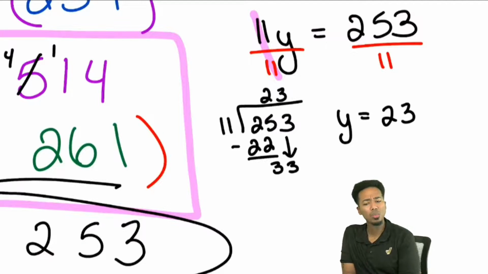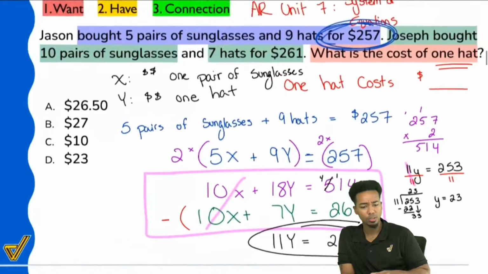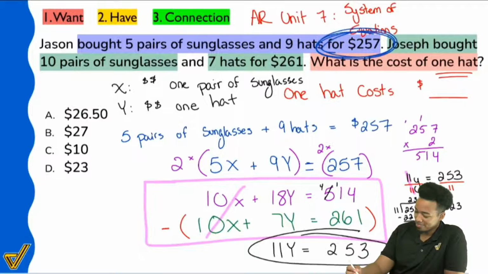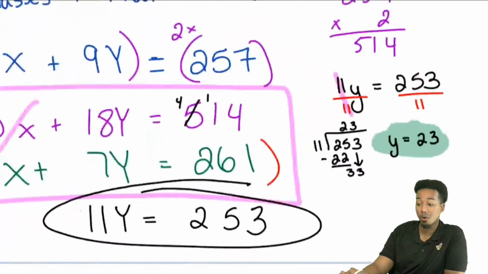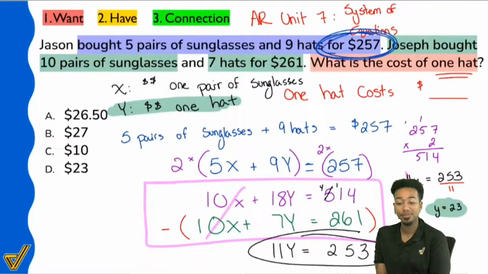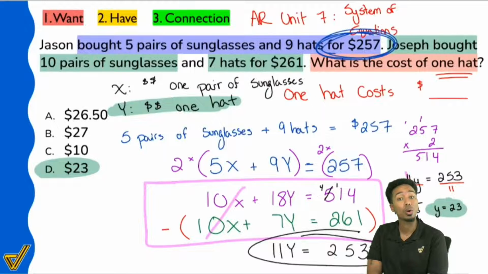Everybody, what does y represent again? What did we say y represents? I'll show you the whole thing here. The cost of the hat. Okay, cool. Right here. y is the cost of one hat. We found that y equals 23. Because of that, are we done? Do we have our final answer? Yeah, we are absolutely done. The answer here is D, $23 for one hat.